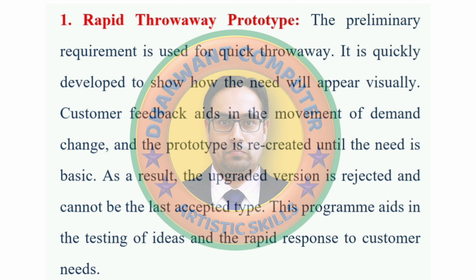1. Rapid throwaway prototype. The preliminary requirement is used for a quick throwaway. It is quickly developed to show how the need will appear visually. Customer feedback aids in the movement of demand change, and the prototype is recreated until the need is basic. As a result, the upgraded version is rejected and cannot be the last accepted type. This program aids in the testing of ideas and the rapid response to customer needs.